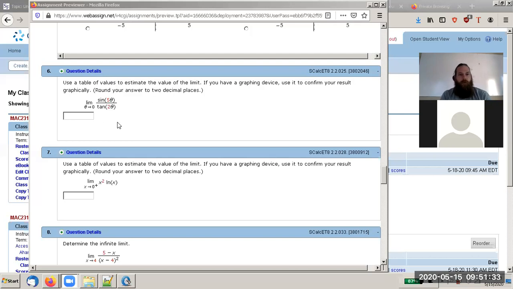So this question 6, I think, is the one that was asked about in chat. They said to use a table of values to find the value of the limit, and if we have a graphing device, we want to use that to confirm the result graphically. So what do they mean when they ask us to use a table of values to estimate the value of the limit? What is it they're asking us to do? We want the limit as theta goes to 0 of sine 5 theta over tangent 2 theta. So what should we do? What sort of table should we be making?